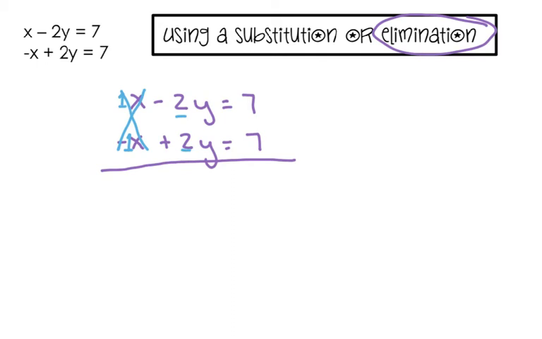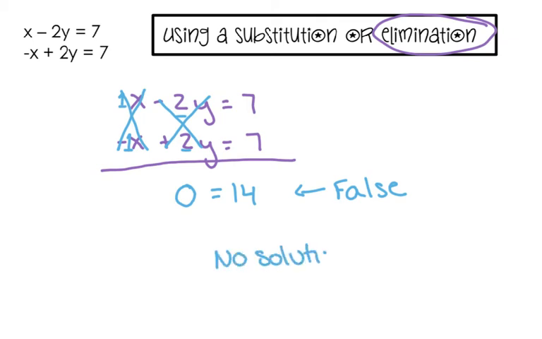And our coefficients in front of y are a negative 2 and a positive 2, so that's also going to eliminate. So we are going to end up with 0 on this side. And then on the other side, we have 14. So much like when we were solving equations, if we get a false statement, meaning that 0 does not equal 14, or 0 equals any type of number, so it's a false statement, this is a no solution. The reason being is because these two lines are parallel. They're not going to cross on the graph.